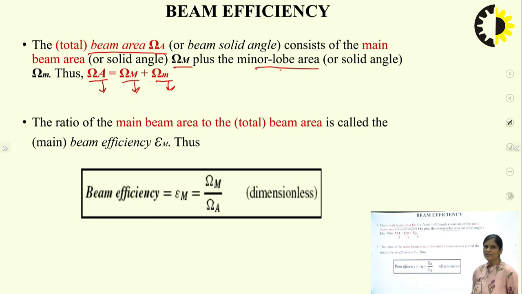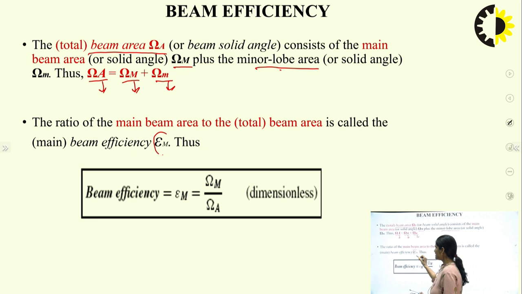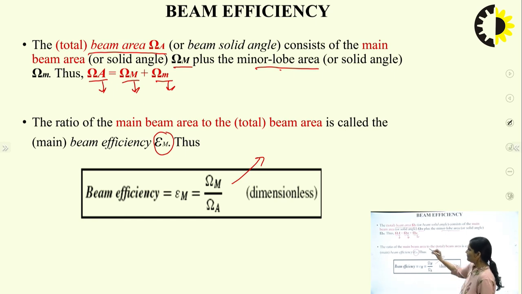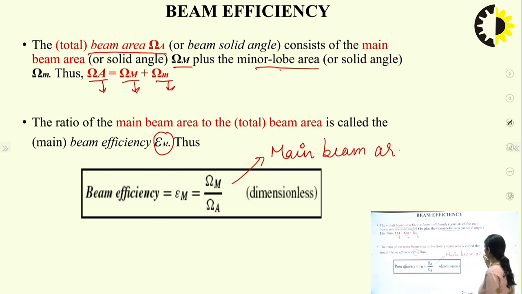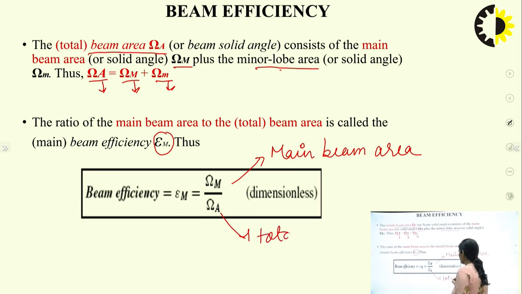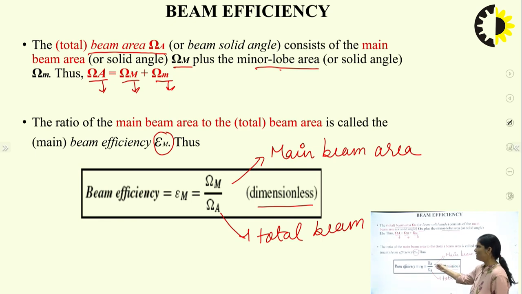The ratio of main beam area to total beam area is known as beam efficiency, represented as epsilon M. So, epsilon M is equal to omega M upon omega A, where omega M is the main beam area and omega A is the total beam area. If both units are the same, it is dimensionless. This is the way you can find beam efficiency, and it depends on the main beam area and the total beam area.